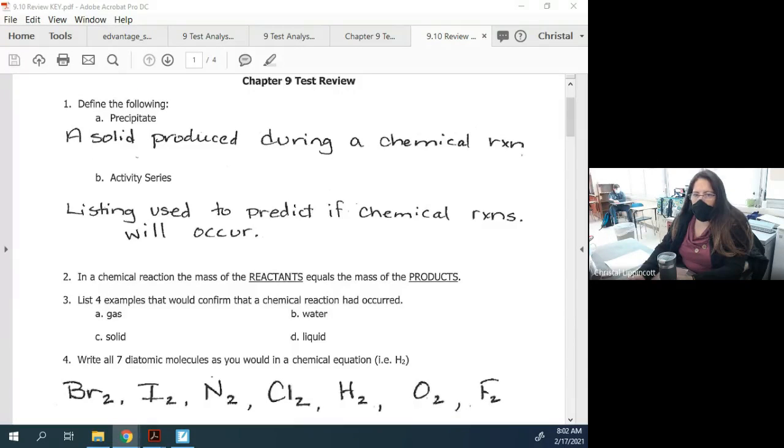Okay, so we're going to go through the review here. You were supposed to define precipitate. So that's a solid that you're going to produce during a chemical reaction. Okay, this forms with a double replacement reaction. Remember, this is one of the things that a double replacement reaction can cause to happen.